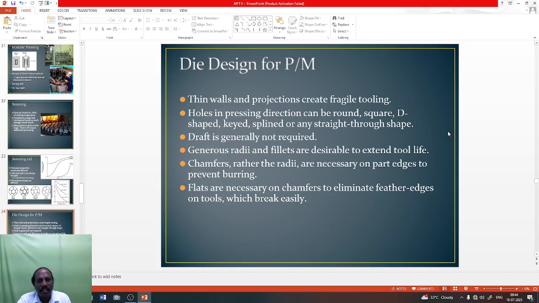So this is how we are going to make the die designs. This is very important. The die should be in a round shape, not with sharp corners. Okay, all the chamfering, so the shape should be curved, not in a straight way.